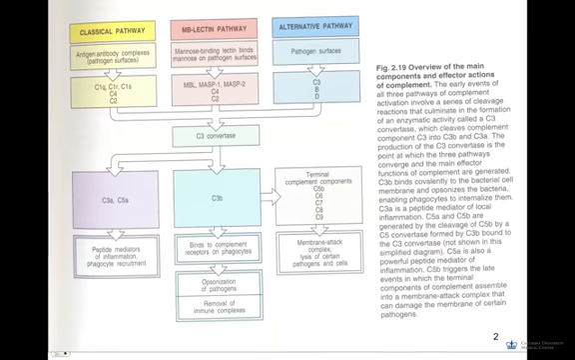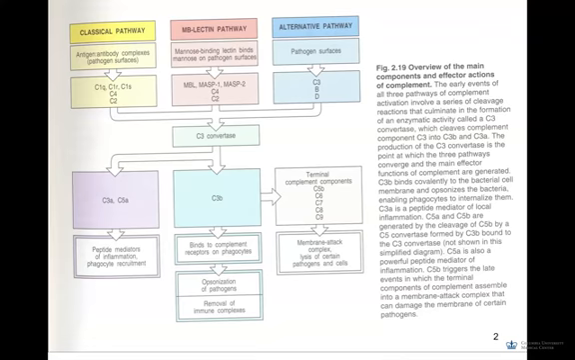When we talk about complement activation, we think of it as having three basic pathways: the classical pathway, the mannose-binding lectin or MB-lectin pathway, and the alternative pathway. As I said, the complement system is composed of several plasma proteins that get activated in a cascade of reactions. Multiple complement proteins get activated in series, so one activates the other, which activates the other.